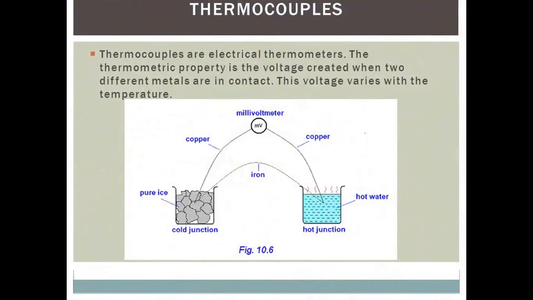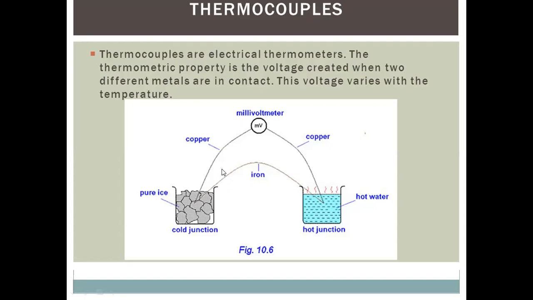The second device to measure temperature is the thermocouple. Thermocouples are electrical thermometers. The thermocouple uses a property of electricity, which is the voltage created when two different metals are in contact. This voltage varies with the temperature.